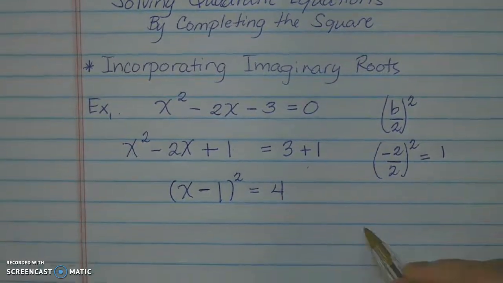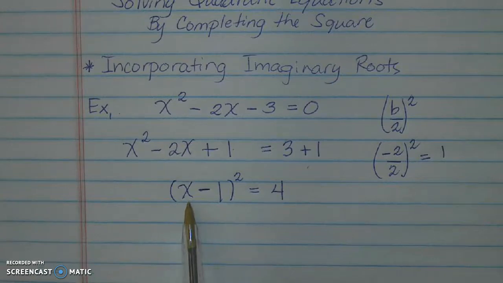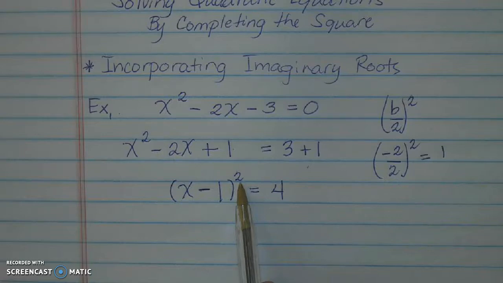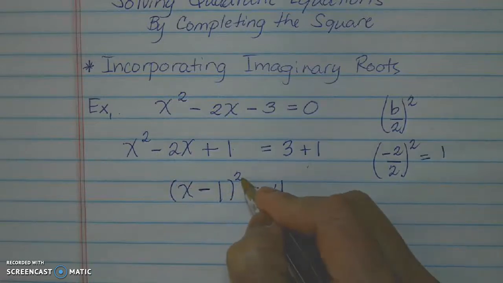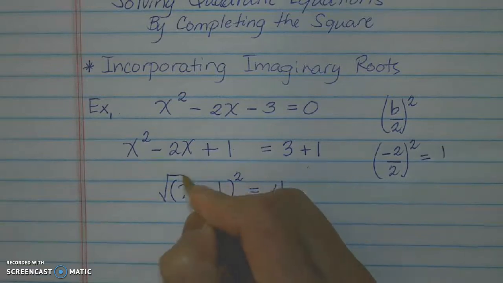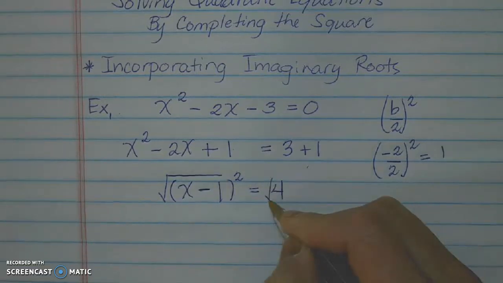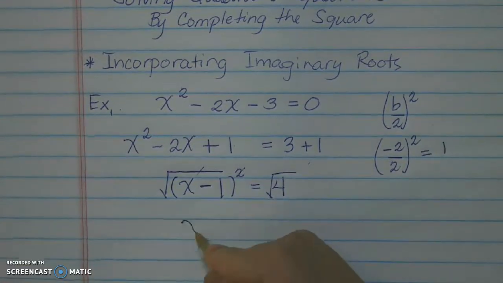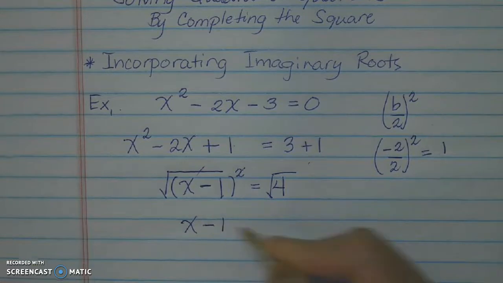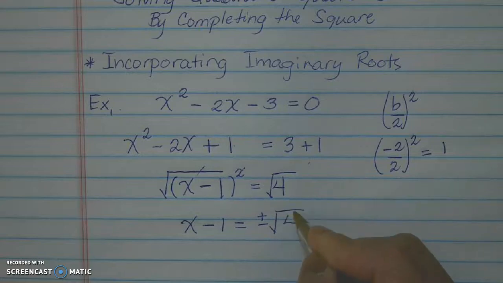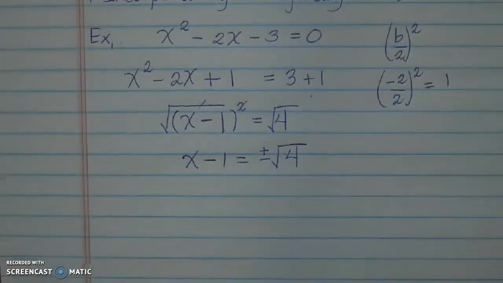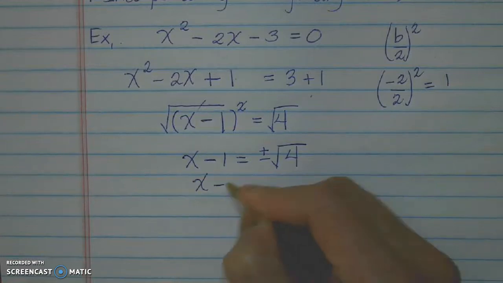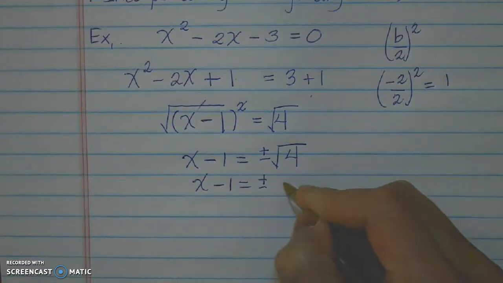Our next step is to isolate your x. And for me to be able to isolate my x, I need to remove my squared. You have learned a long time ago that for you to remove that squared, you have to put this whole expression under the radical sign. Whatever you do on the left, you do on the right. And so now this will be gone. And that would now just be x minus 1 equals plus or minus square root of 4. And that will become x minus 1 equals plus or minus 2.